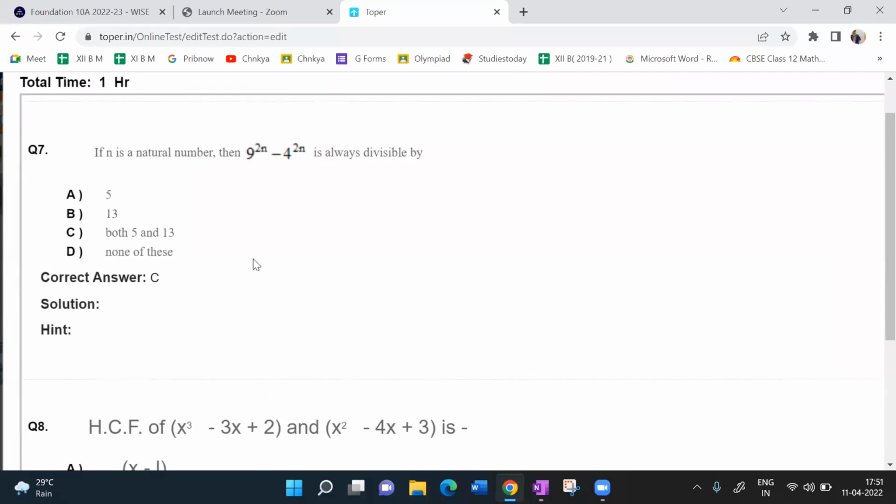If n is a natural number, then 9 to the power of 2n minus 4 to the power of 2n is always divisible by both 5 and 13. Natural number n, then it is divisible by what? Can you explain this one? How many of you didn't get it? I didn't get it, sir.